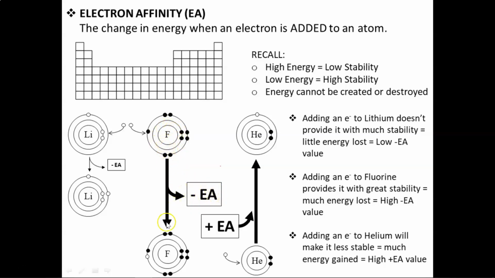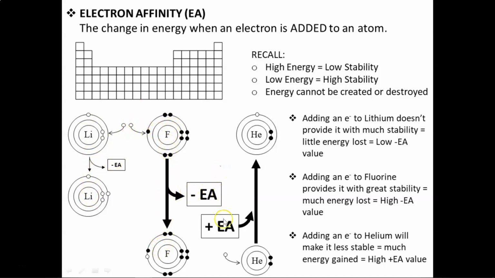Looking at lithium, however, gaining an electron doesn't really help the lithium become super stable. Remember, it would have to gain 7 more electrons to achieve a full valence shell. So adding 1 extra electron doesn't really help lithium all that much. That is why its EA value is much smaller than fluorine's. Adding an electron to lithium doesn't do too much in terms of stability, so very little EA is released, but adding an electron to fluorine does a lot for its stability, so a lot of energy is released.